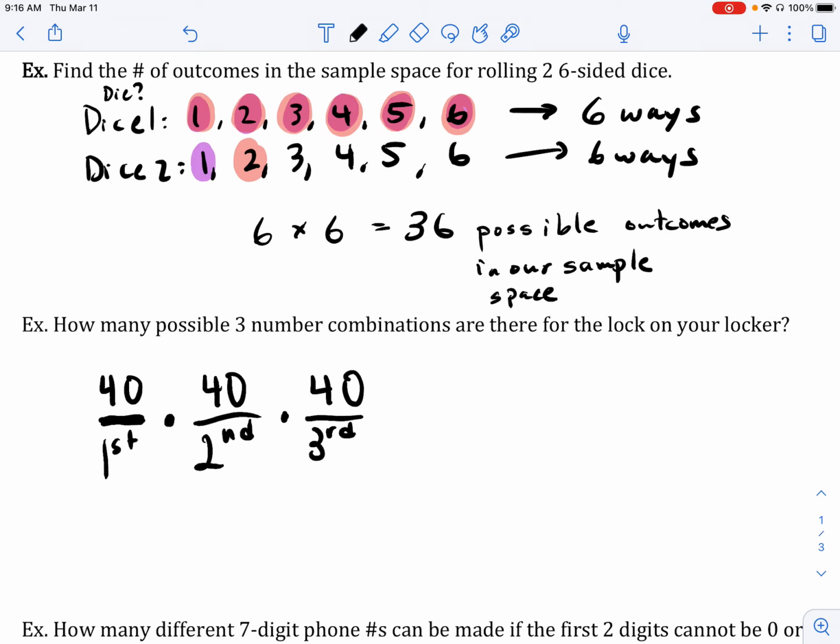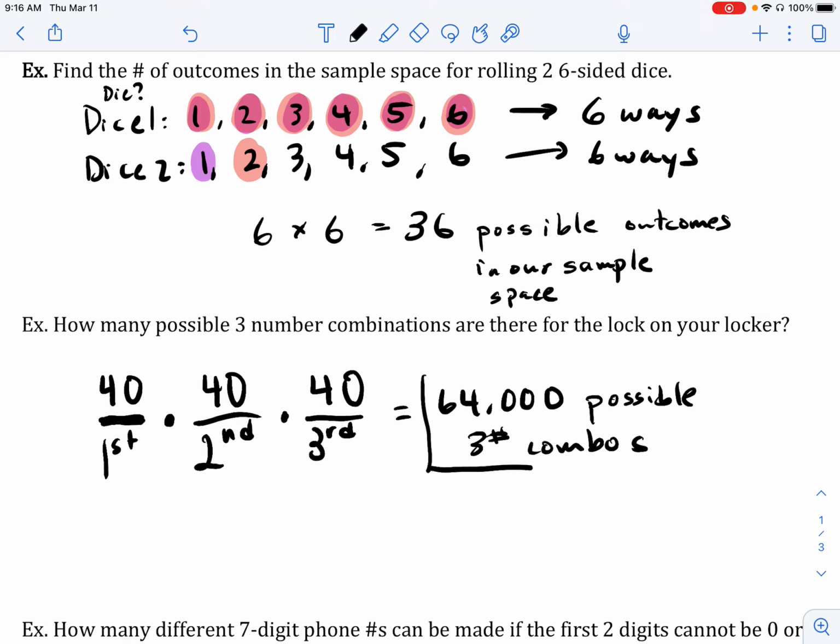So this is pretty easy to multiply. Here, we just do 4 times 4 times 4, which is 64. And then we would say that there are 64,000 possible 3-number combinations. I'll just say combos, right? And again, this is an instance where repeats are okay, right? I'm going to write that. Repeats are okay, right? We could have something like 1 and then a 2 and a 2.